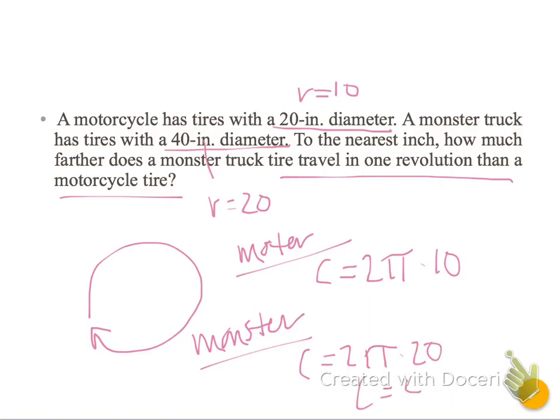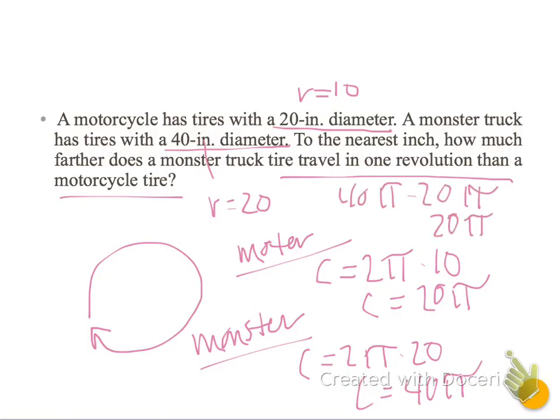So your circumference for this is 40 pi, your circumference for this is 20 pi. So I need to figure out how much more the monster truck goes, so I'm going to take 40 pi minus 20 pi, which is 20 pi. Okay, but it says round to the nearest inch, so I'm going to take 20 times pi, and I'm going to get 63 inches. So 63 inches is my answer.